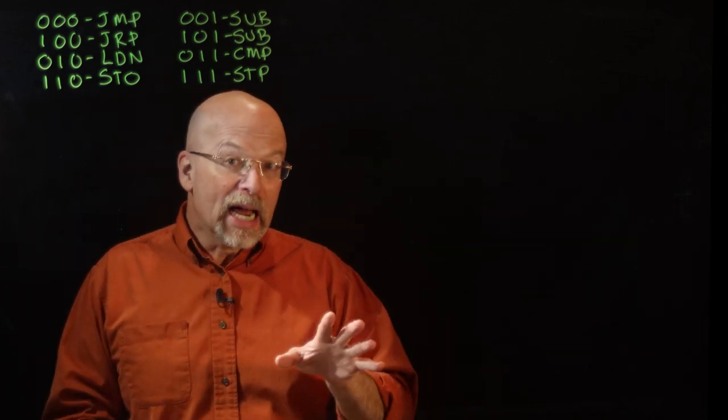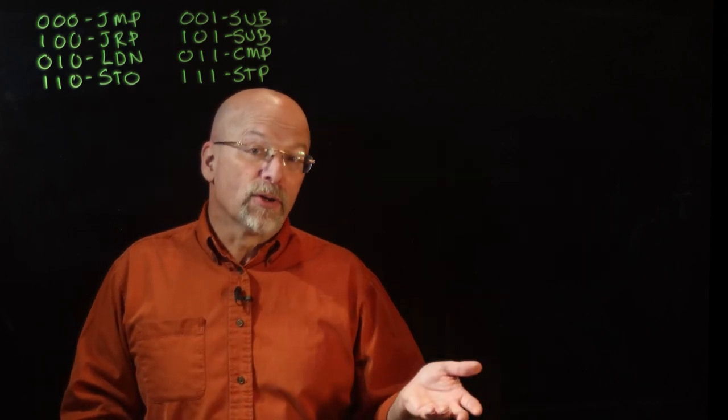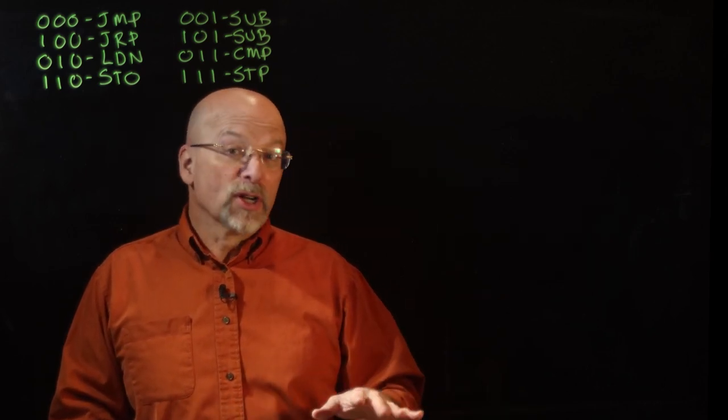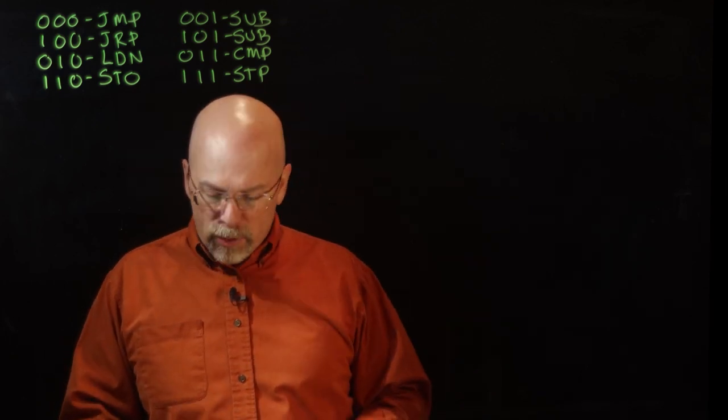Now, in location 29, we're going to store one of our integer values. In location 30, we're going to store the other integer value. And in location 31, the very bottom of our memory space, we're going to store the result.